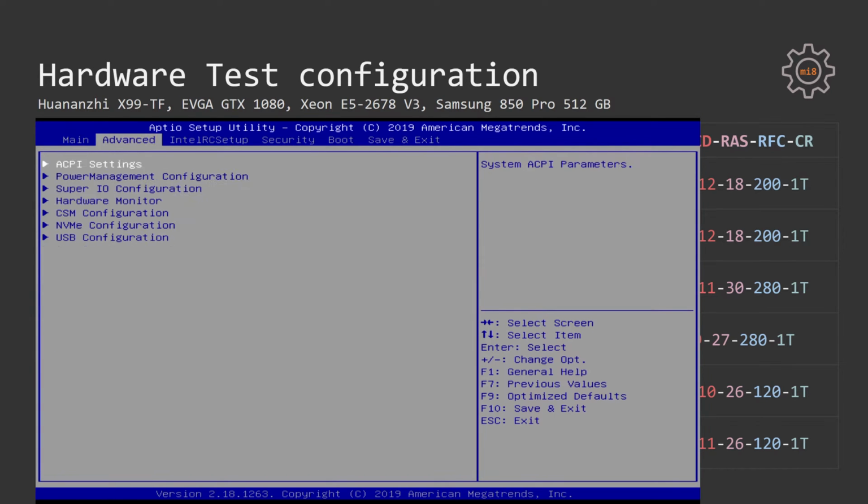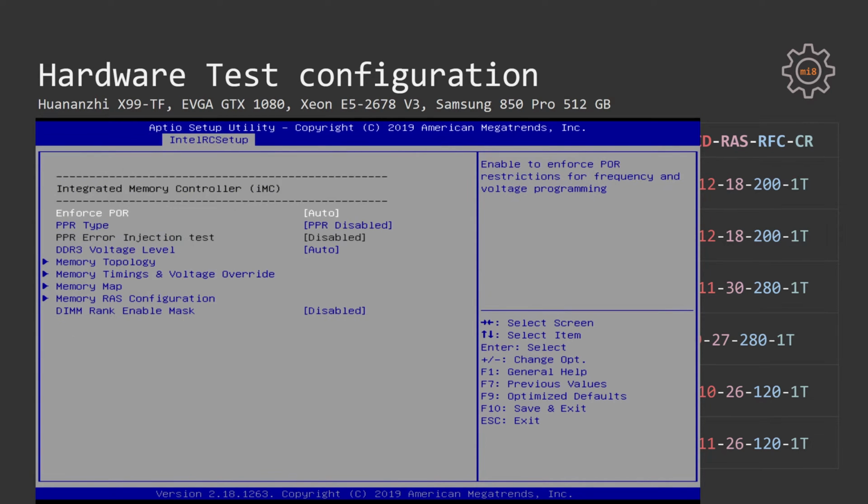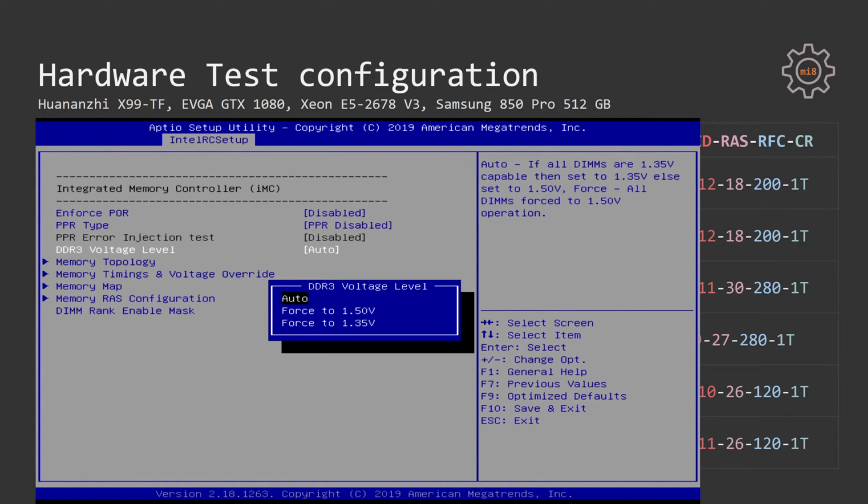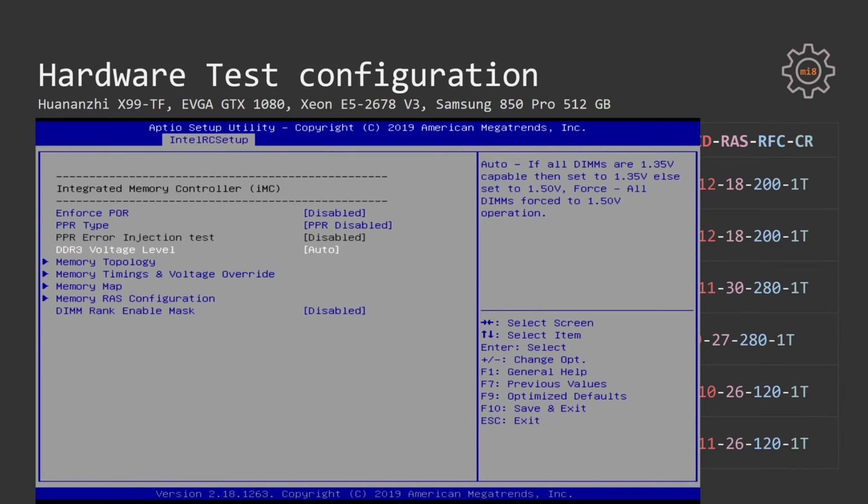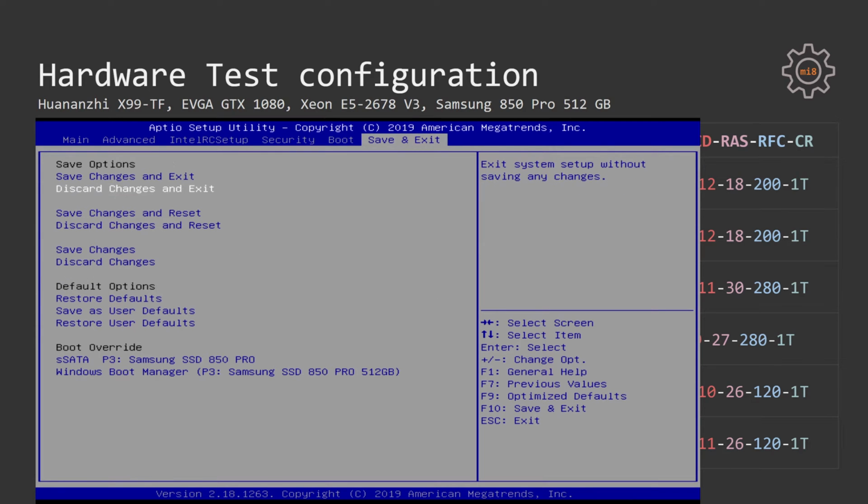Before I go to the test results, let's take a look at the Huananzhi X99-TF problem when using DDR3 RAM. If you install DDR3 sticks and go to the BIOS, you will figure out that the memory frequency option has gone. Instead of the memory frequency option, you have DDR3 voltage level. Inside the option, you can select voltage for the DDR3 RAM: Auto, 1.35 volts or 1.5 volts. The problem is that it's not possible to set desired RAM speed in this case.